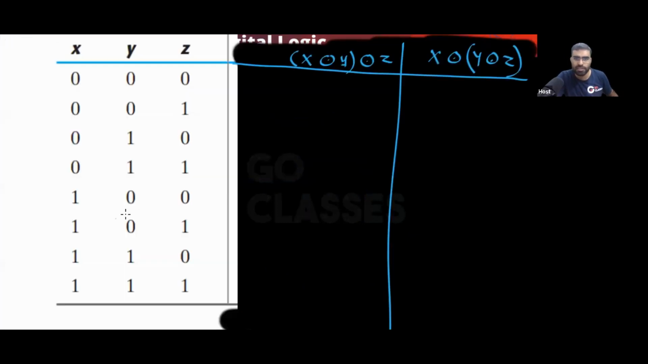So what will happen? Please tell me. For this first combination, when all are 0, what will be X XNOR Y? Tell me, what will be X XNOR Y?